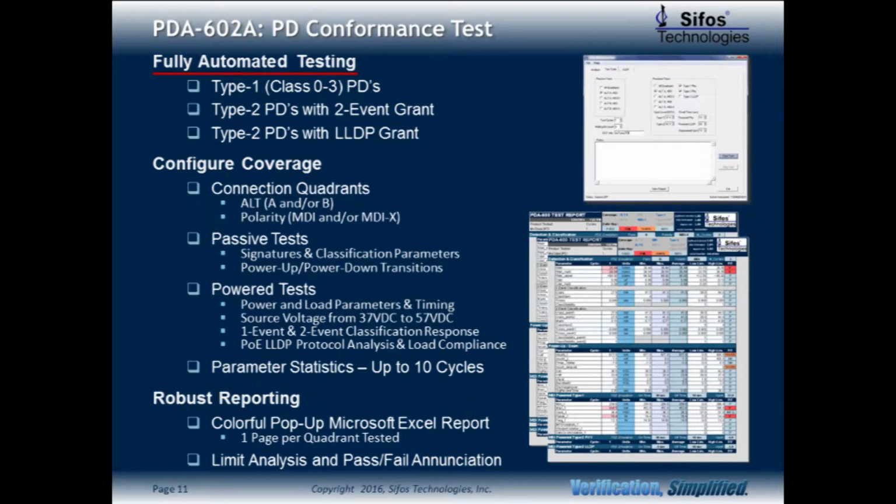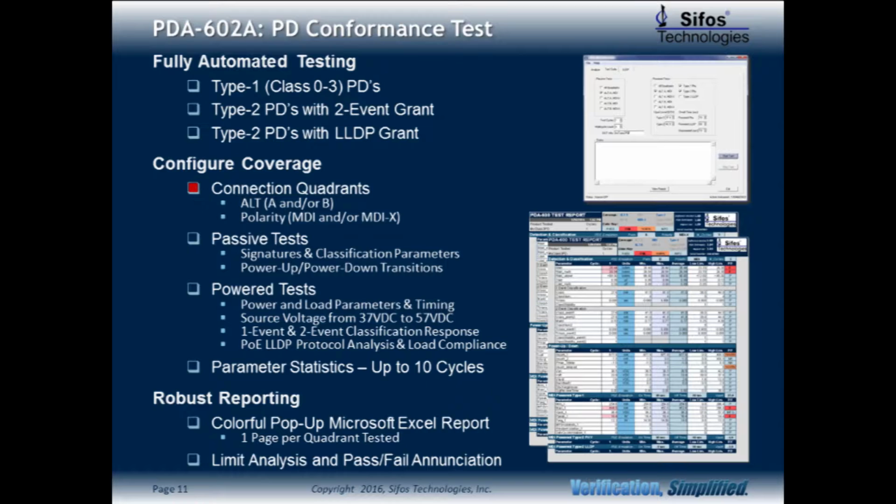The PD conformance test offers fully automated one-button PD testing to assess many critical PD parameters relative to IEEE 802.3 specifications. The test suite can be configured to test Type 1 PDs and Type 2 PDs. Type 2 PD testing may be performed with 2-event PSE emulation and/or with LLDP PSE emulation. Normally, Type 2 PDs should be tested with both forms of PSE emulation.